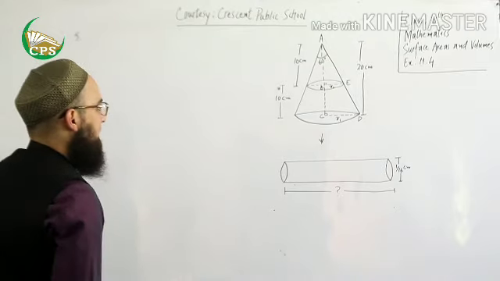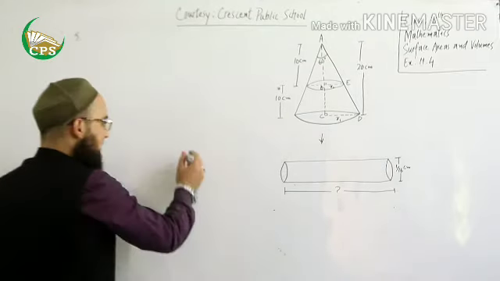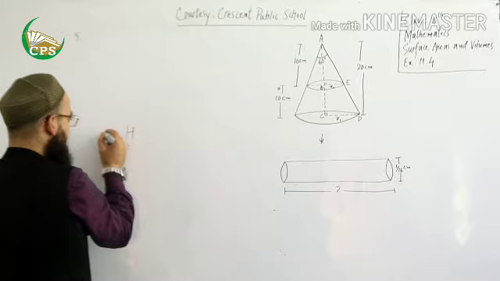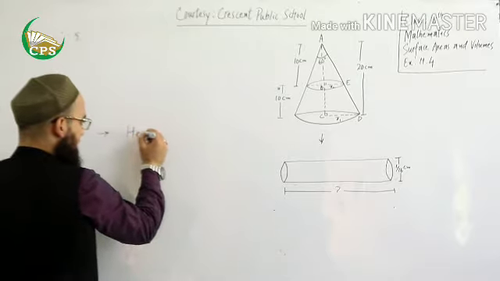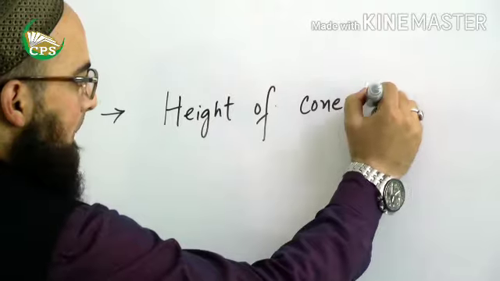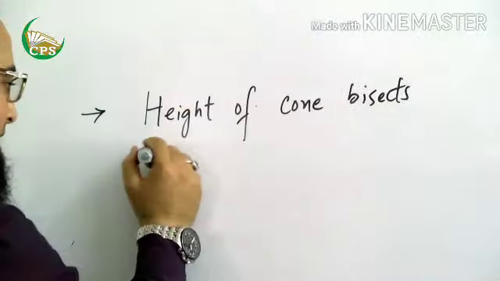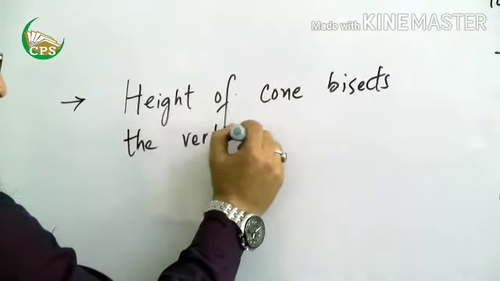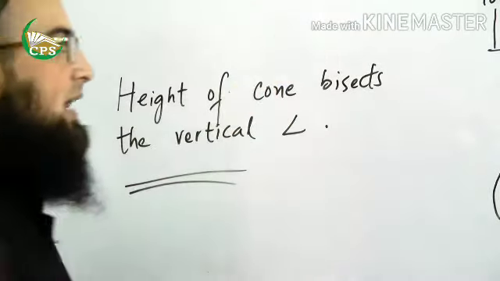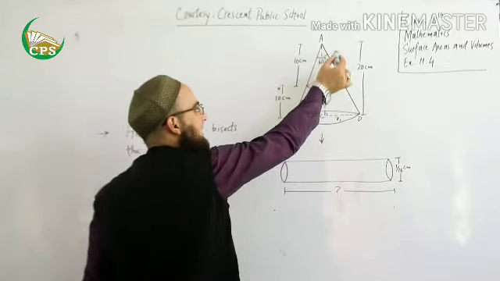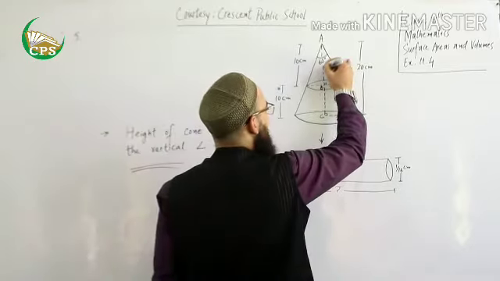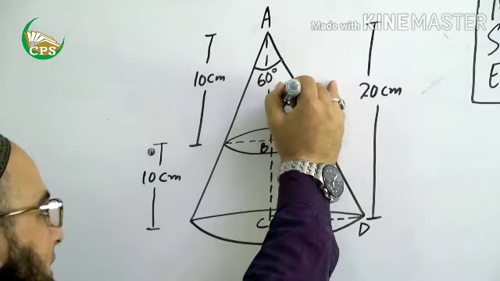Now let us start from this vertical angle. Remember one thing again, remember this point: the height of the cone bisects the vertical angle. Since AC is the height and this angle is the vertical angle, the height bisects the vertical angle. That means this angle would be 30 degree.